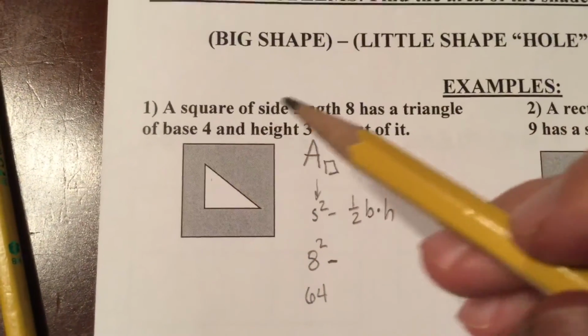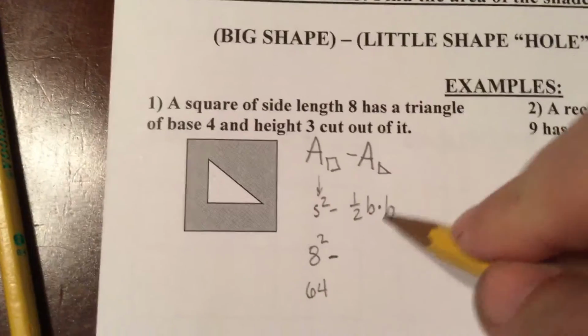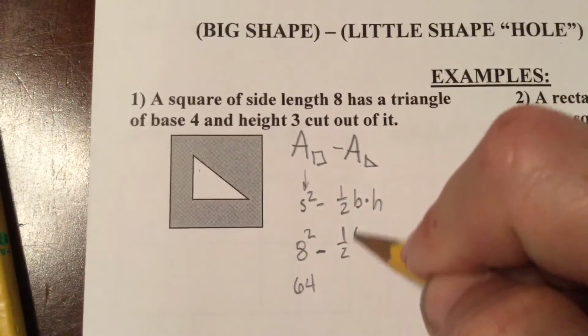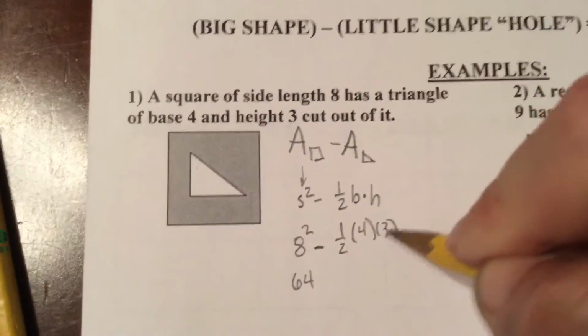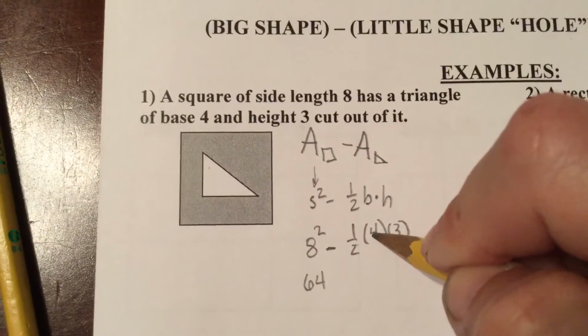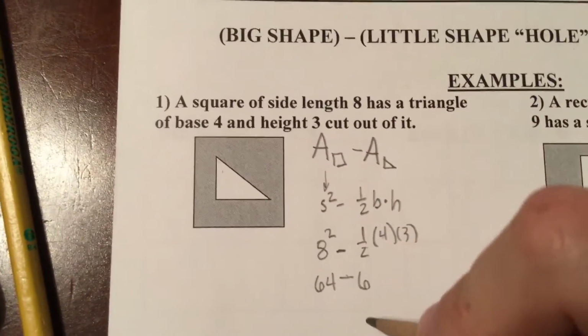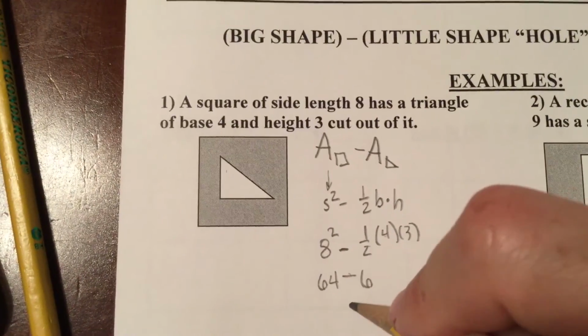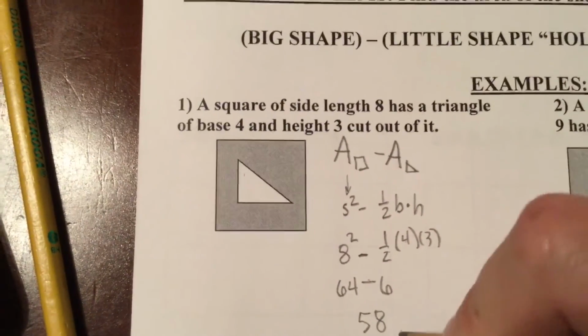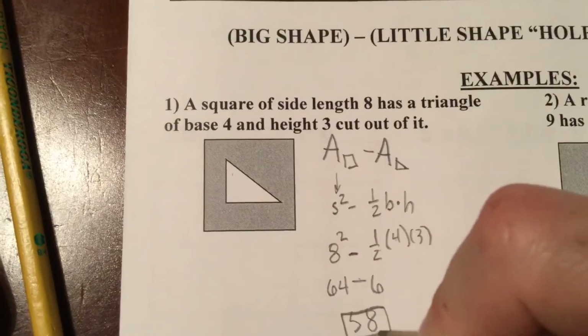Well, base times height divided by 2. 1/2, 4 times 3. Half of 4 is 2, times 3 is 6, making the shaded region area 64 minus 6, or 58.